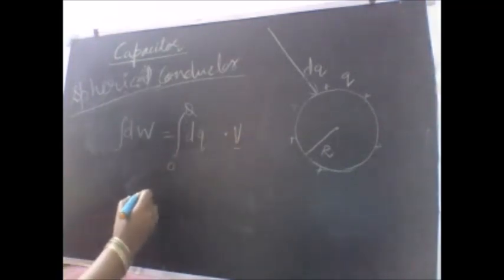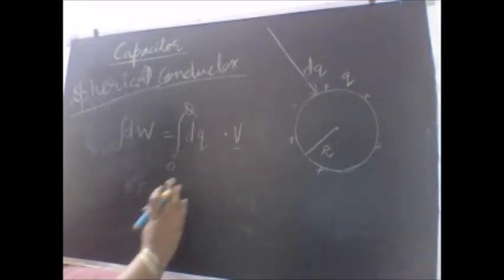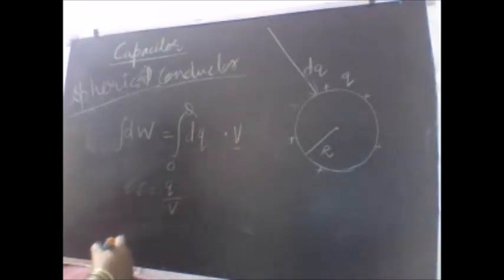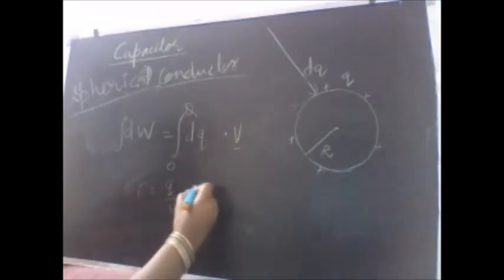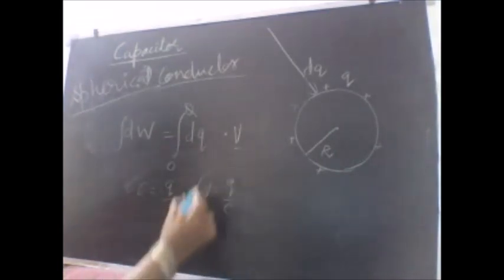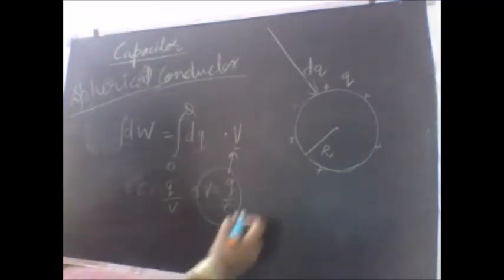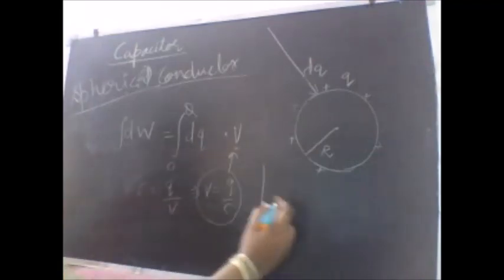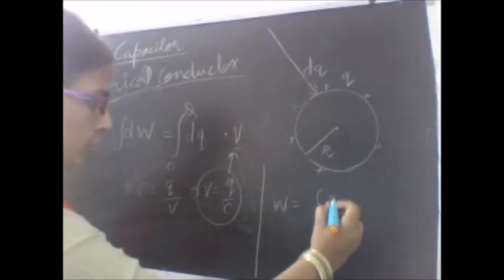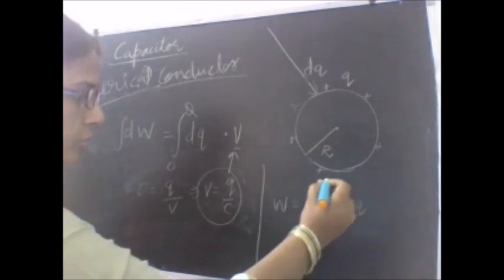Let us use the formula for the capacitance. C is equal to Q by V. From here I can find the value of V. It implies that V can be taken as Q by C. I am going to use this value here. So what will I get? When we solve this complete expression, I will get W is equal to the integration of Q by C dq, with the integration going from 0 to Q.